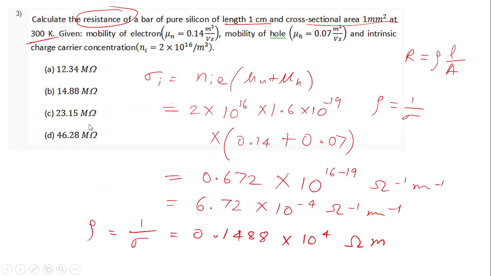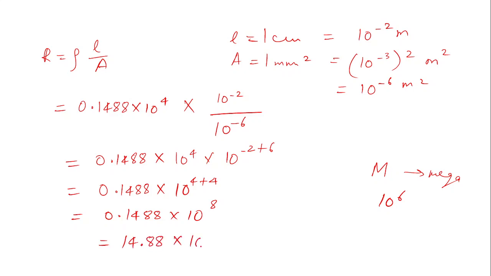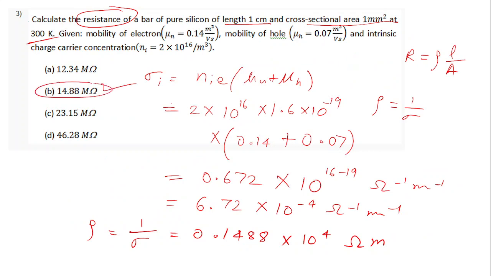The answer is in mega ohm. Mega means 10 to the power 6. So this expression is 0.1488 times 10 to the power 8. If I want to change it to mega, then I need to shift by 100, that means 2 decimal places will shift, and it will be 14.88 times 10 to the power 6 ohm. Now it's resistance, so everything is in ohm, and I can write this as 14.88, where 10 to the power 6 is mega ohm. 14.88 is the correct answer.